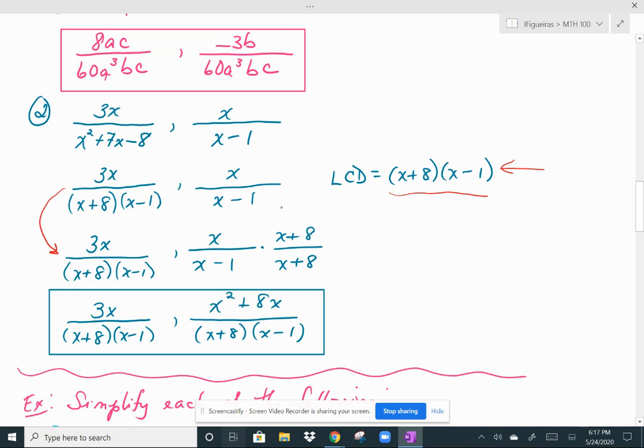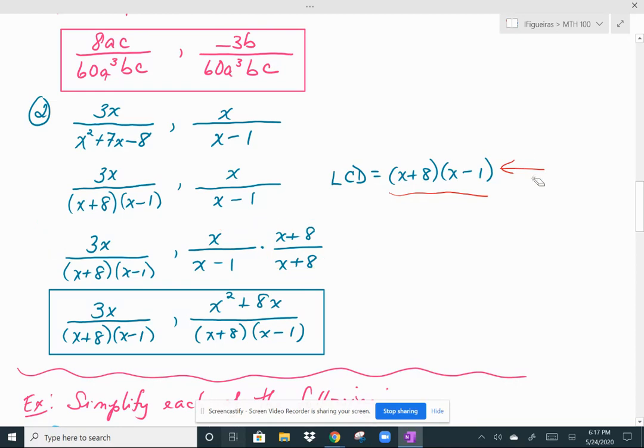But the second one, well, that one is missing the x plus 8. So you multiply the numerator and the denominator by x plus 8. And when you do that, in the numerator, you get x times x plus 8, which gives me x squared plus 8x. And my denominator then becomes the common denominator of x plus 8 times x minus 1.